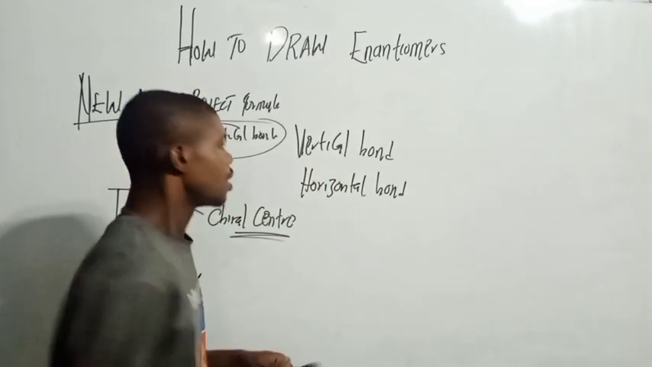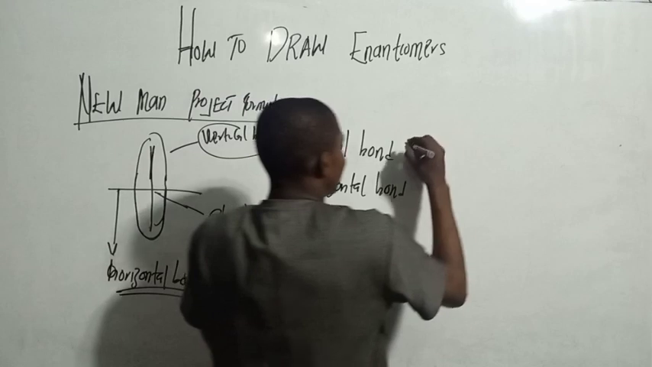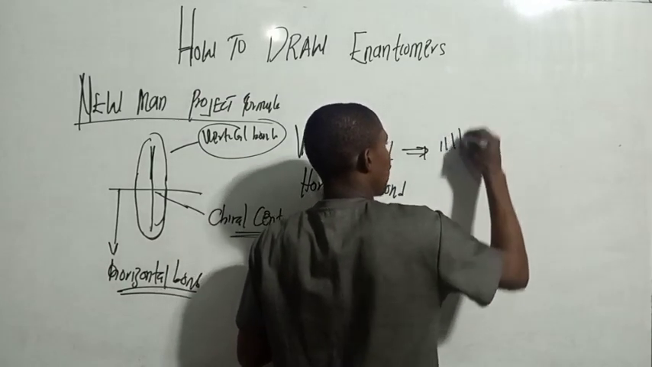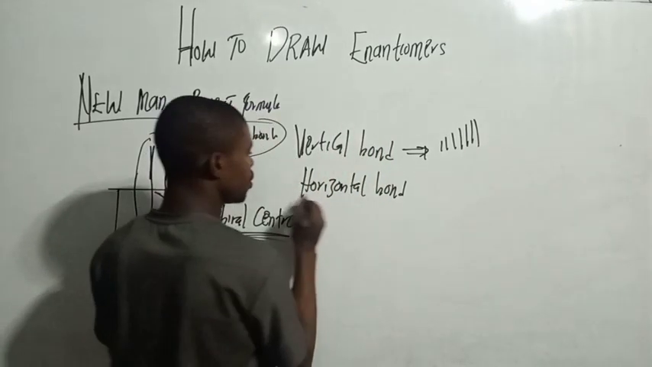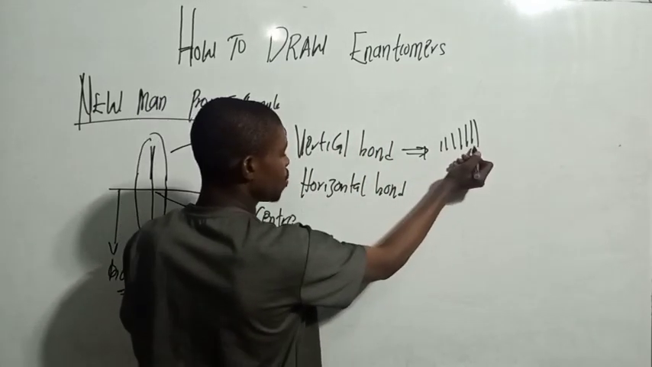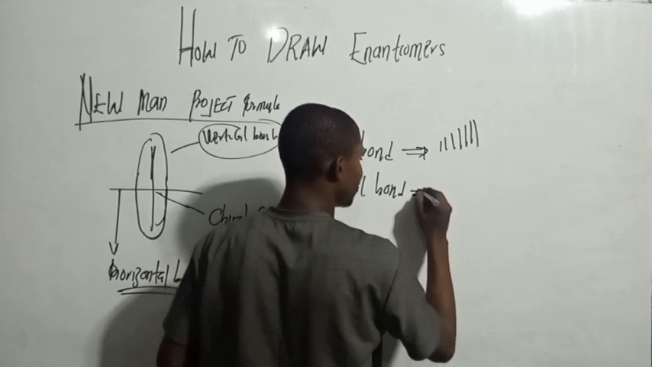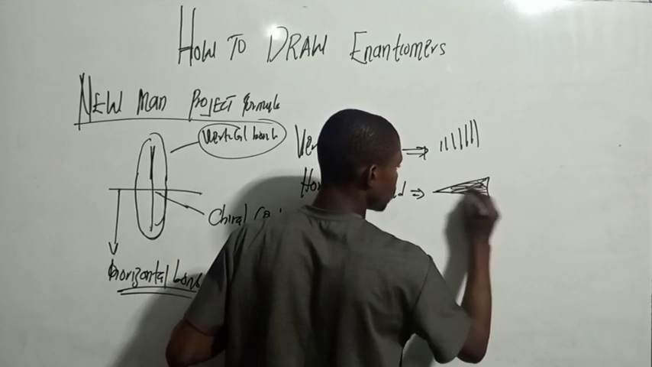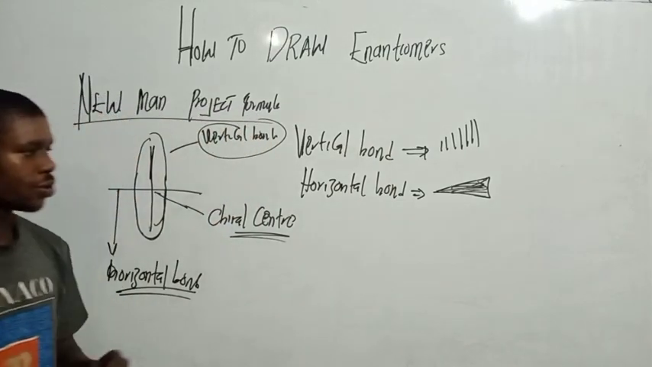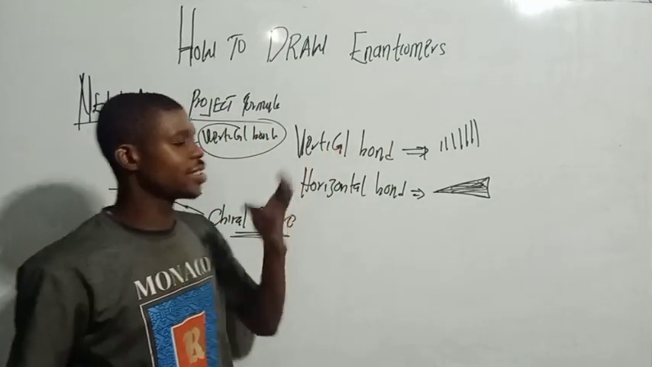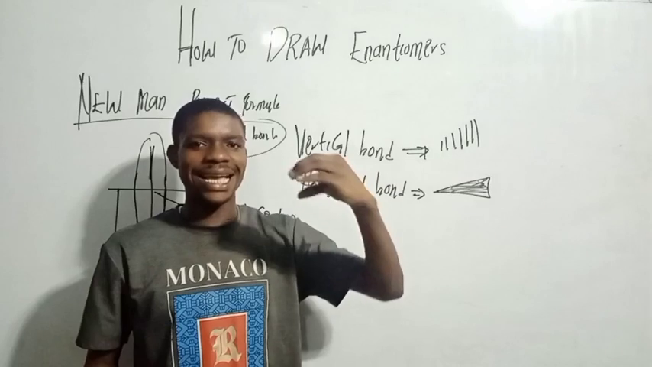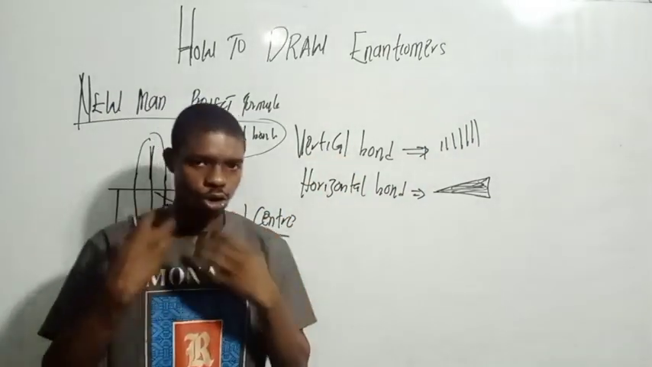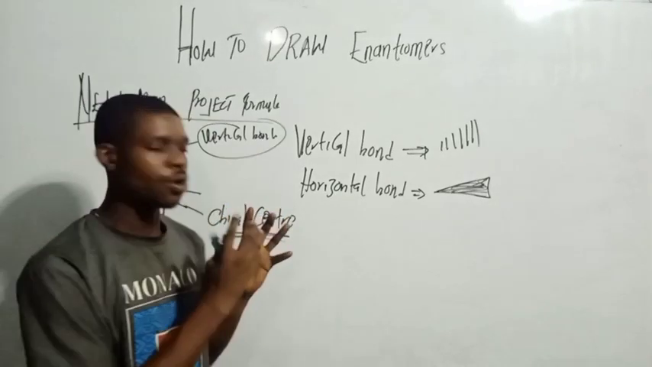So you can see that this vertical bond is just like the hash wedge bond, and this horizontal bond is like the solid wedge bond. The vertical bond points away from you and extends back behind the plane of the paper, while the horizontal bond points towards you. This is what you really want to keep in mind.